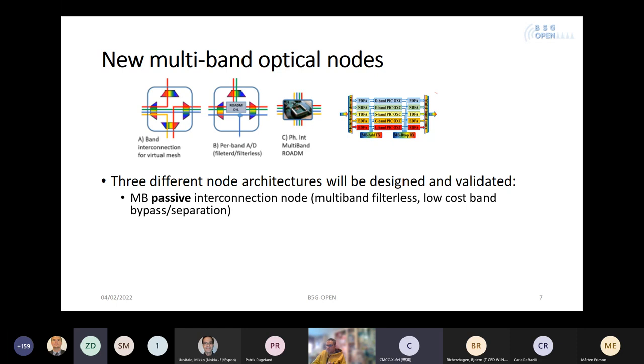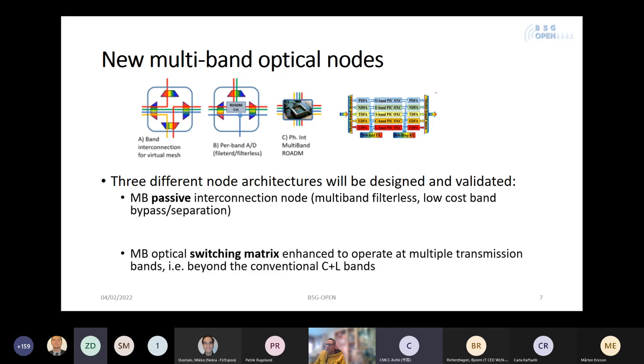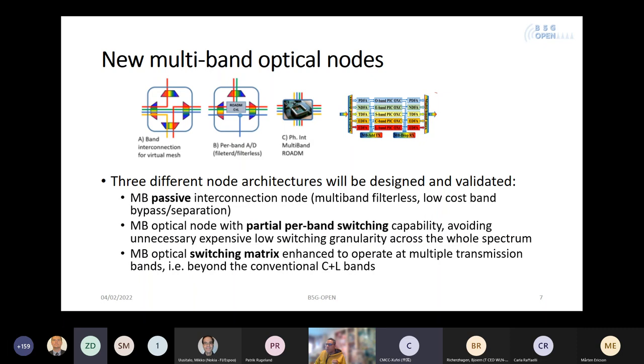Okay, so we have one that we call the multiband passive interconnection node. This is fully built without filters and with a low-cost band bypass separation. Okay, so this is one of the things that we are going to prototype. Also a multiband optical node where we have a partial per-band switching capacity. Here what we want to avoid is the very low granularity in the switching. This is where the node would become more complex and more expensive. And finally, a switching matrix that can operate beyond the conventional bands. Okay, so we can operate across all the multiple bands. With these nodes, this will be the basic part of our optical infrastructure.